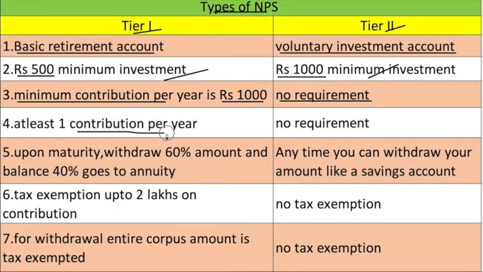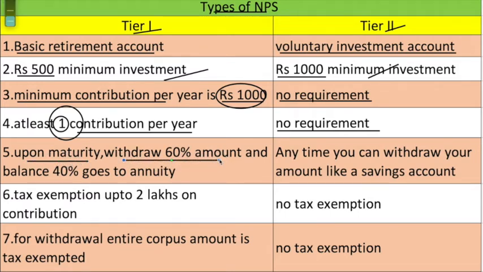When we come to the contribution per year, at least one contribution has to be made in a year, but there is no such requirement in Tier 2. This is minimum contribution per year, whereas this is number of contribution per year. Upon maturity, we can withdraw 60% of the amount as a corpus amount and the balance will be going to the annuity. But in Tier 2, any time you can withdraw your amount like a savings account.